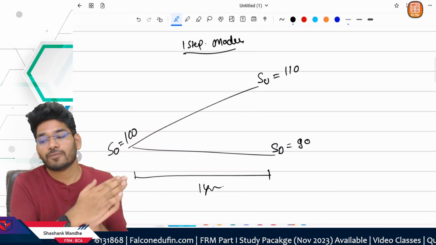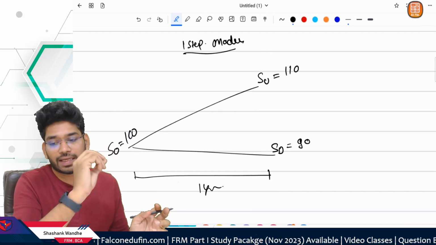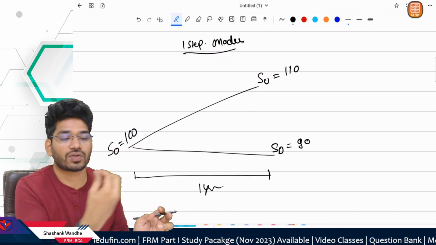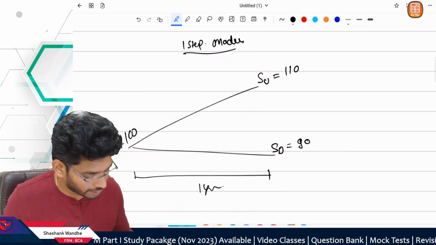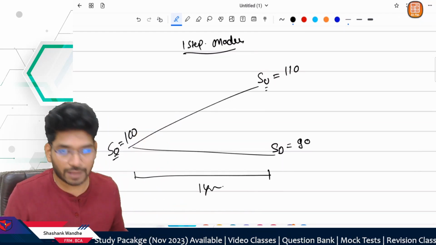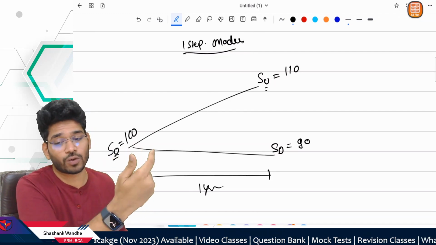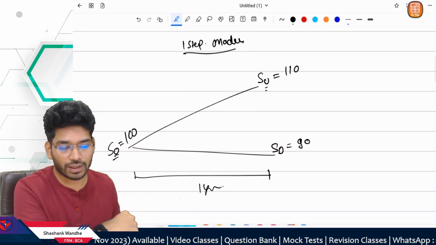This particular movement of two possibilities is known as binomial. Binomial means two movements: one is the upward movement, the second is the downward movement. We are starting with an underlying price of 100. If it goes up, it is 110. If it goes down, it's 90.